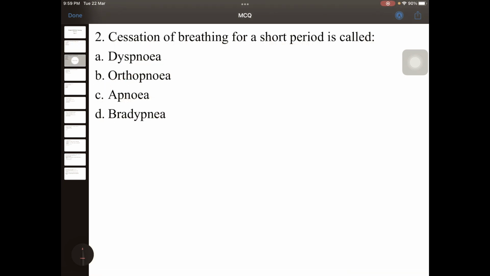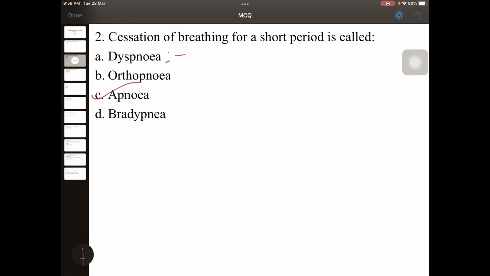Question number 2. Cessation of breathing for a short period is called option A, dyspnea, option B, orthopnea, option C, apnea, option D, bradypnea. So the correct option here is apnea. Apnea is when there is cessation of breath for a short period of time. And what is the meaning of dyspnea? Dyspnea means shortness of breath.